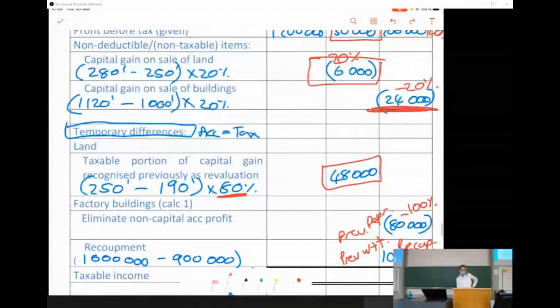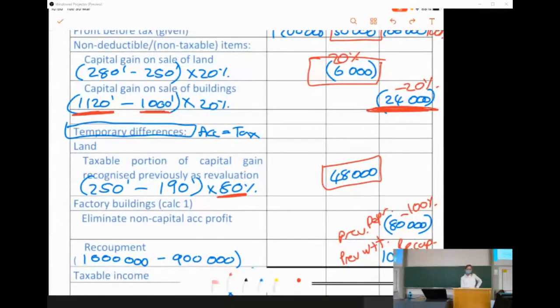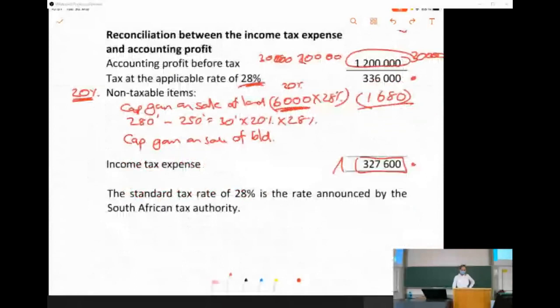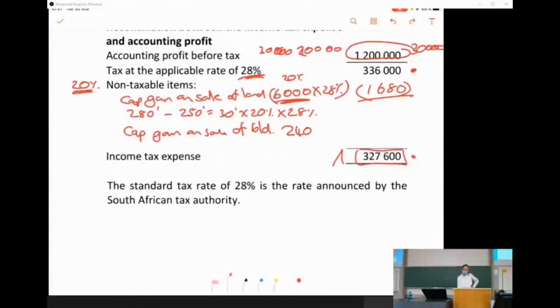There. So that 24,000 is the difference between my selling price and my original cost. 20% of that I don't have to pay tax on, so that's why I took that out. So in my reconciliation, that 24,000 times 28%, I also do not have to pay tax on. So that's why it goes into my reconciliation. And that gets us to our total income tax expense.